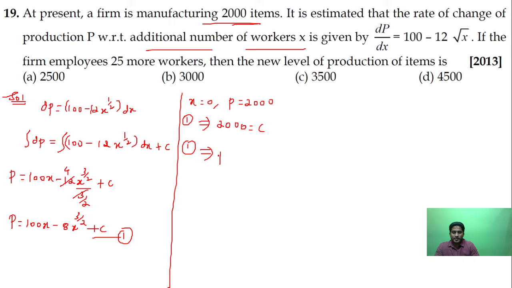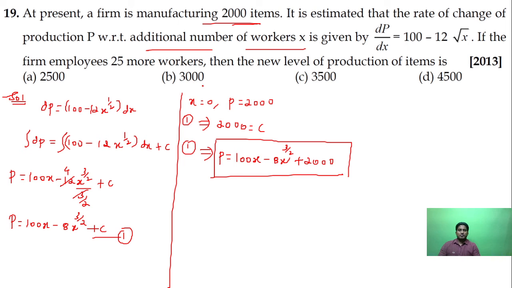So you get p is equal to 100x minus 8 into x to the power of 3 by 2, plus 2000. Now the question is, once you get the value of p, when the additional number of workers is 25, what will be the new production? That is when x is equal to 25. It's already mentioned x denotes the additional number of workers.